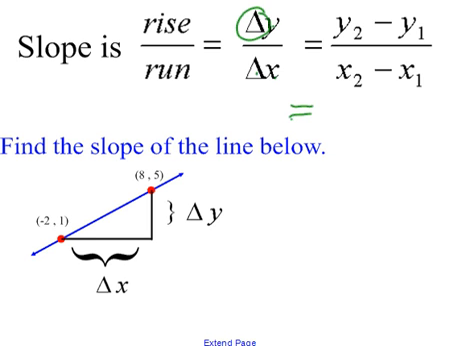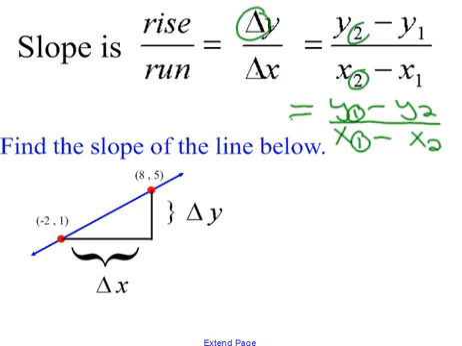Now we also can write it as y1 minus y2 over x1 minus x2, just making sure these little subscripts are the same number. All right, so for example here, it says find the slope of the line below, going through the points (-2, 1) and (8, 5).